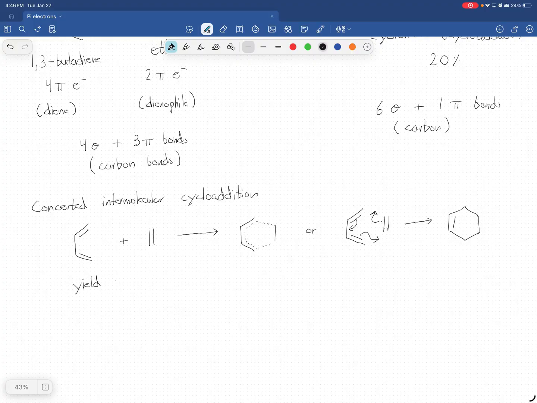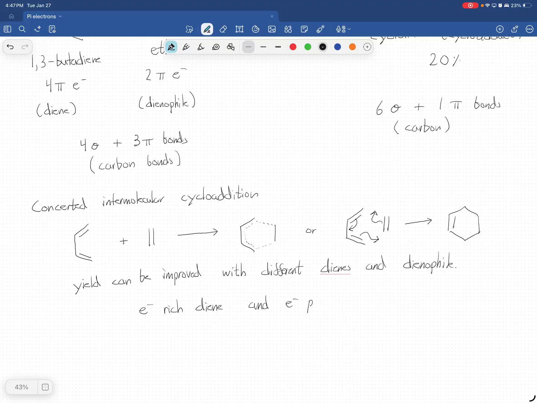The yield can be improved with different dienes and dienophiles. All right, so you want an electron-rich diene and electron-poor dienophiles.